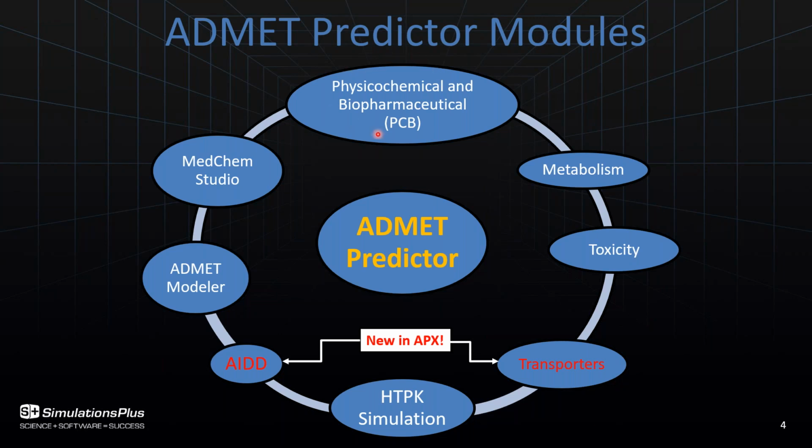These are mostly whole molecule properties such as log P, log D. With metabolism, we're looking at metabolizing specific atoms in the molecule. So some of these are atomic-based models. Then we have toxicity and transporters. The HTPK simulation module I kind of introduced on the previous slide. ADMET Modeler is what we use to build all of these models, and I'll go through a demonstration of that module. And then MedChem Studio was discussed last night, and these are tools for medicinal chemists to analyze SAR and create new molecules.